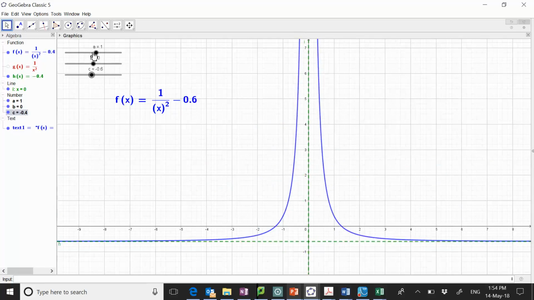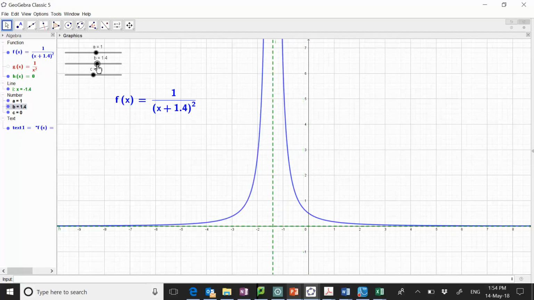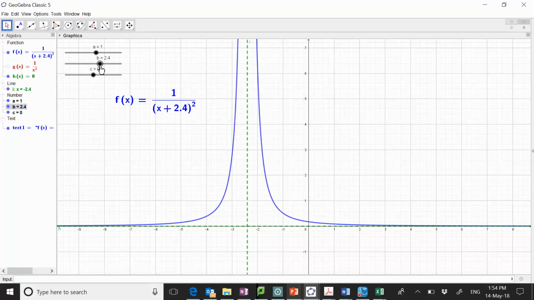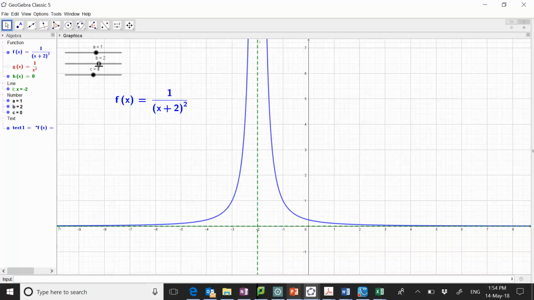Now, watch when I change B. So this is B. When I change B, it should move left and right. Now watch this. If I change it to 2, can you see how when I change to +2, it goes left by 2, and you got your asymptote.